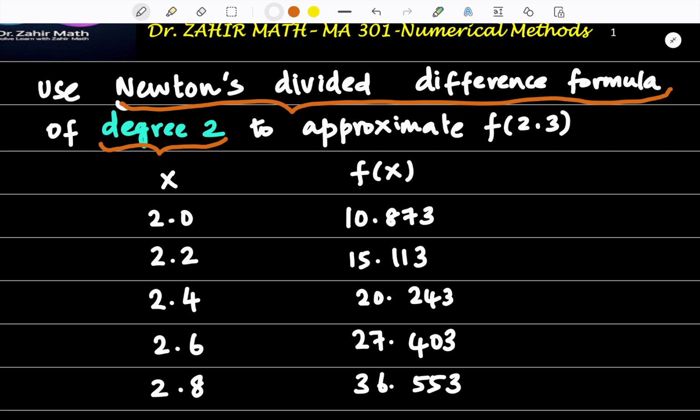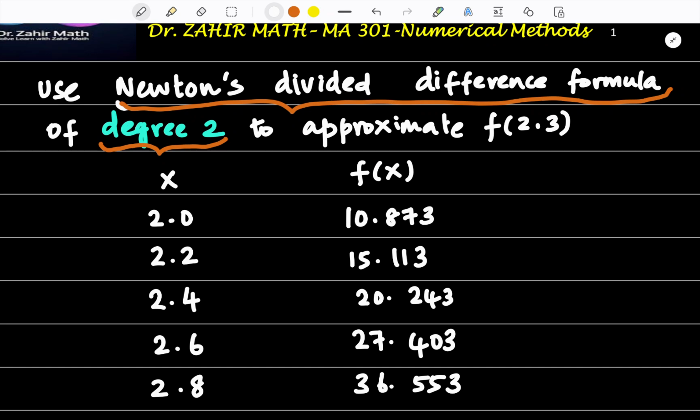Zakir Math. In today's video, we are going to learn a very useful and interesting method in numerical analysis, Newton's divided difference formula. What is the use of this? Let me tell you. Have you ever wondered how engineers and scientists estimate unknown values?